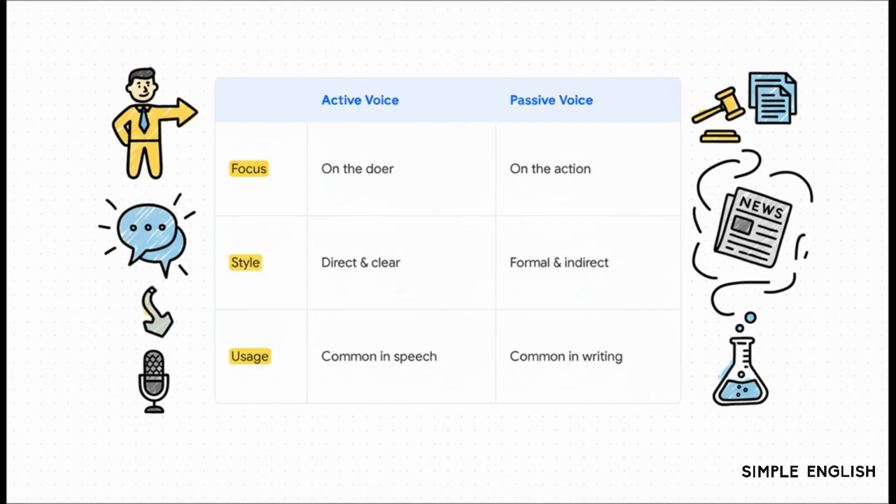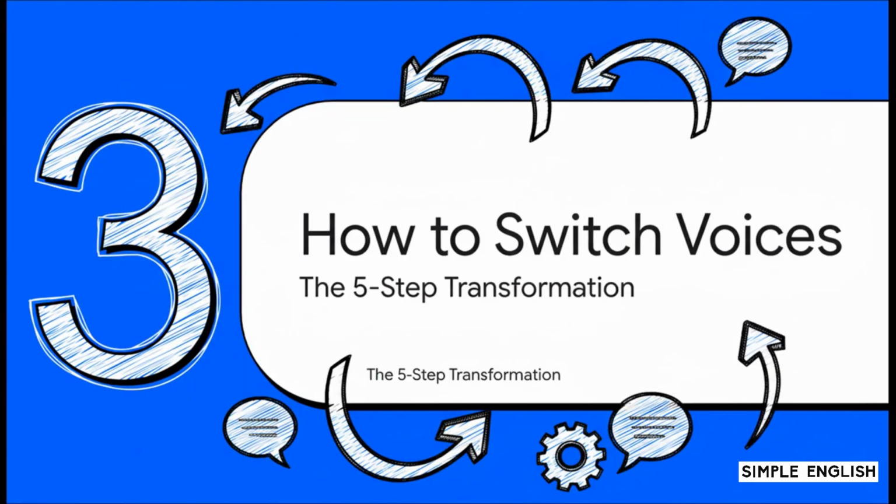It makes things sound more objective. All right, so now you get the difference. But how do you actually do it? How do you flip a sentence from one to the other? Well, it's actually a pretty simple 5-step process. Let's walk through it together.